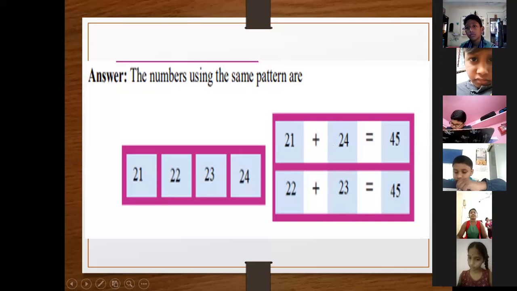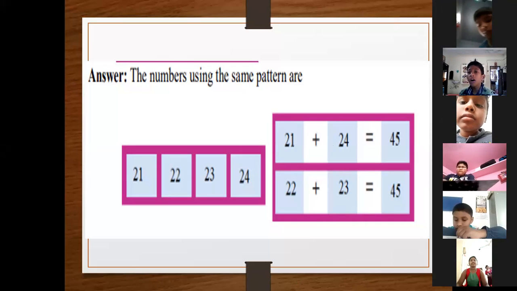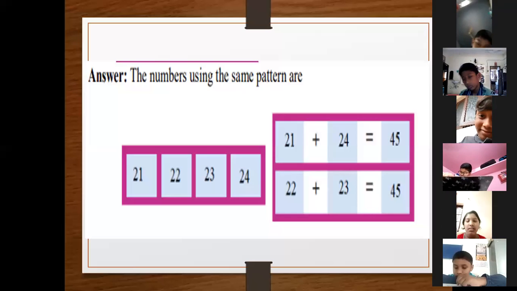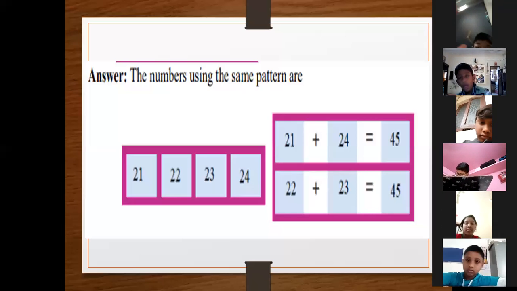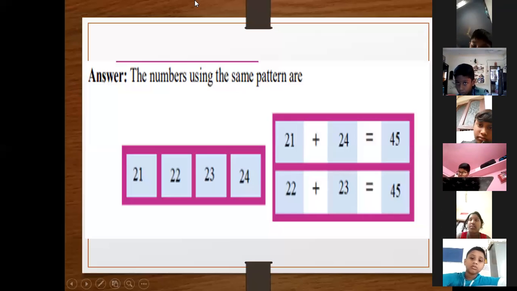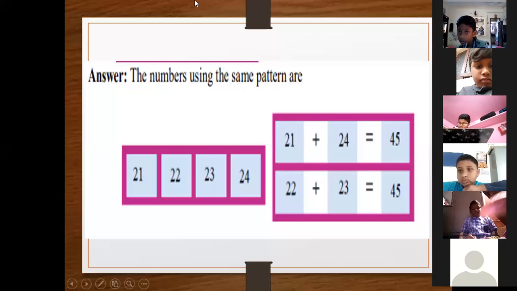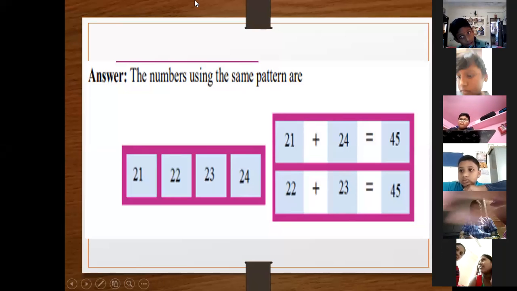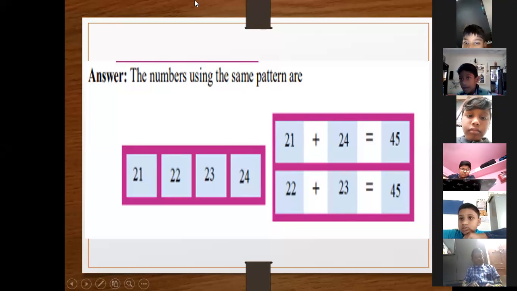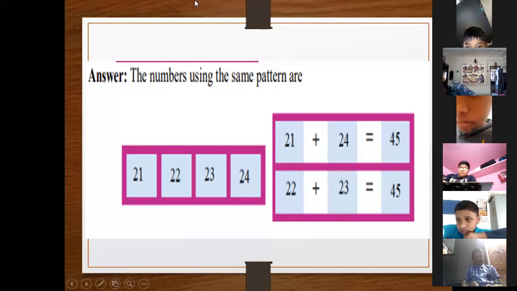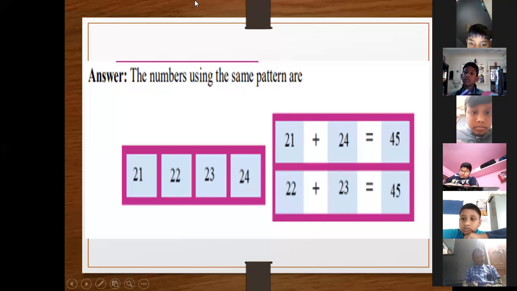Abhilash, your camera is off. Harshika Reddy, your camera is off. Why, Harshika, why was the camera off? Rishika, your camera is off. Gyaneshwar, your camera is off continuously since the beginning.